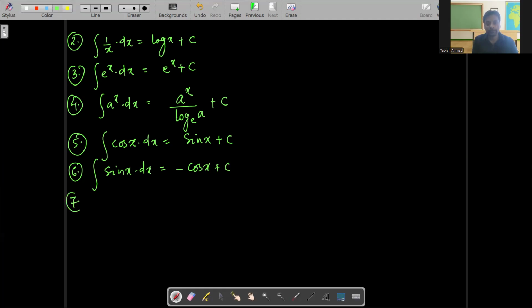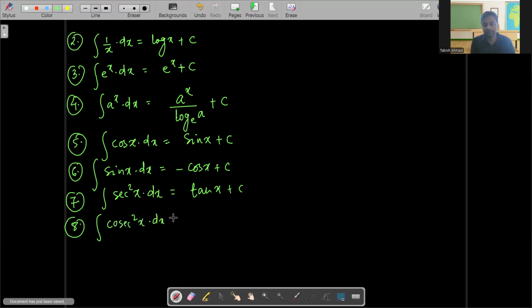And some more trigonometry, that is sec square x dx. You know that the differentiation of tan x is sec square x. So the integration of sec square x will be tan x plus c. At the eighth number, what is the integration of cosec square x dx? If you remember that, don't worry, that is minus cot x plus c. You have to remember all these things, okay? Let me remove this from here.